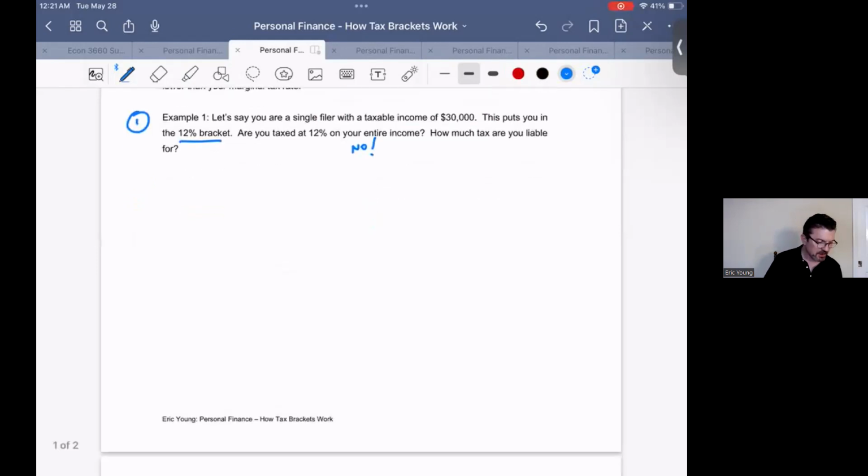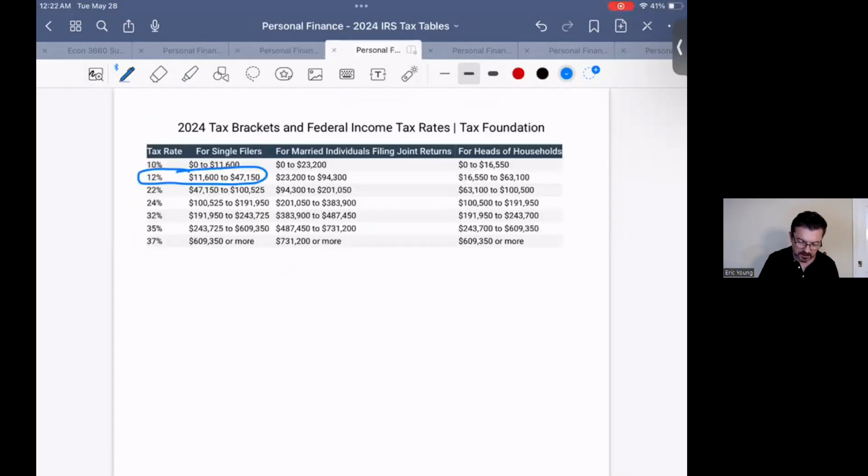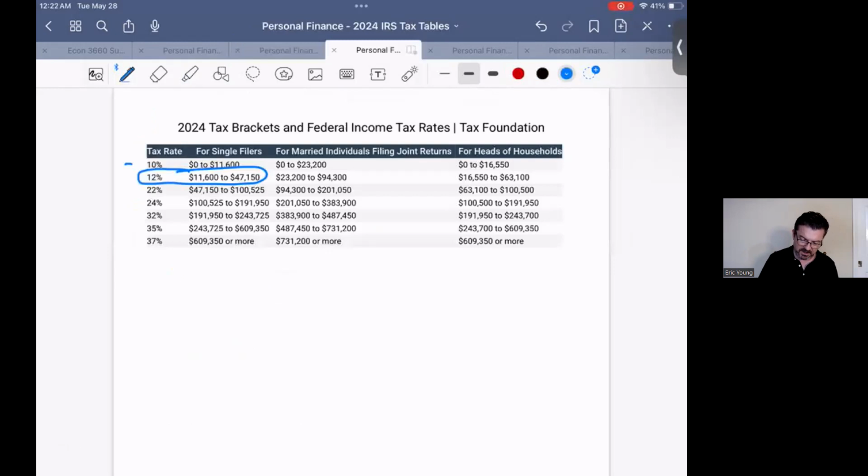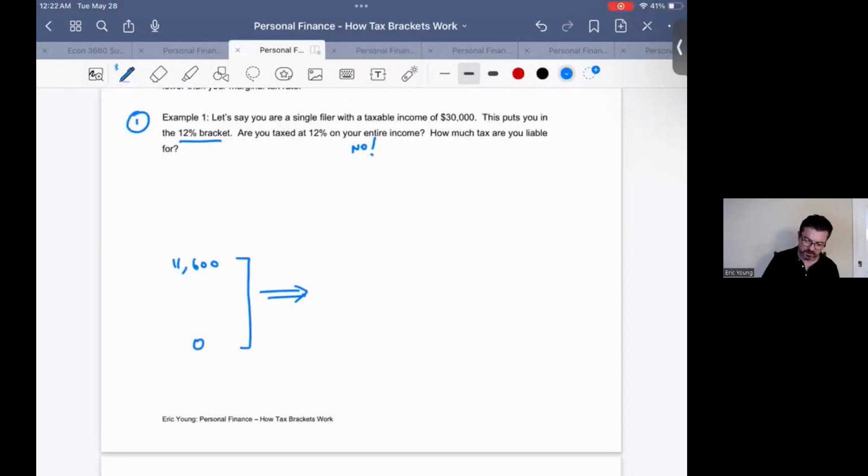I want you to imagine that you have 0. Let's go back to our bracket. Our first bracket was 0 to 11,600. So from 0 to 11,600, this amount is taxed at 10%. So this would, of course, be $11,600 multiplied by 10%, or that's $1,160.